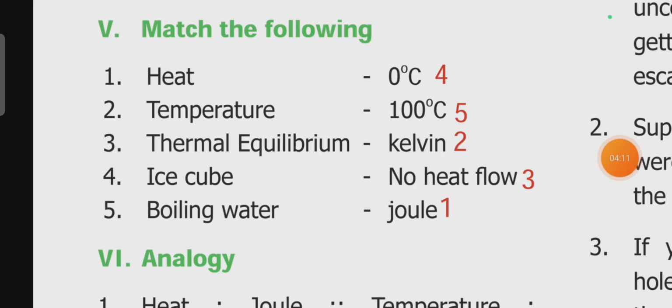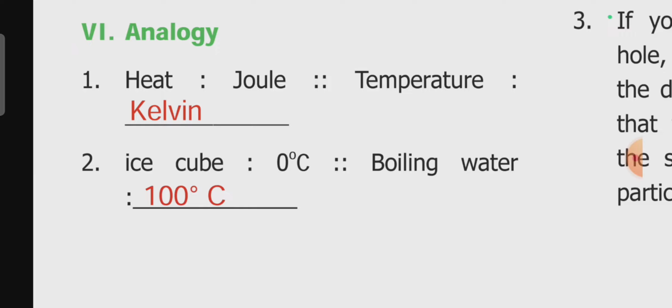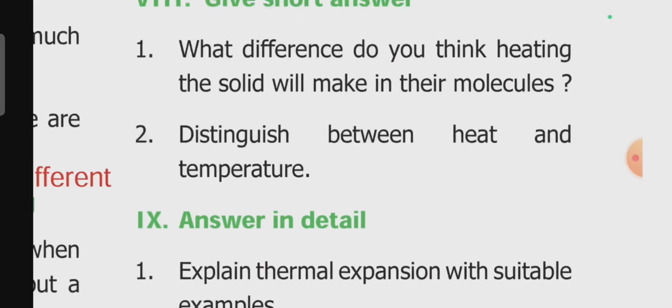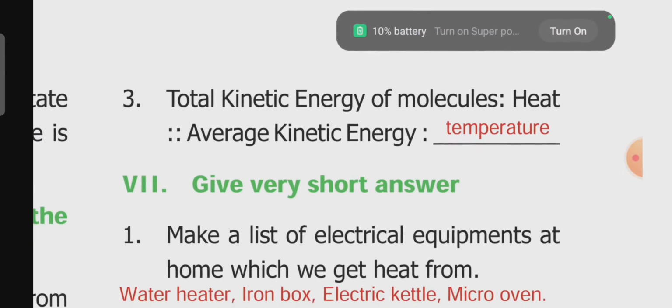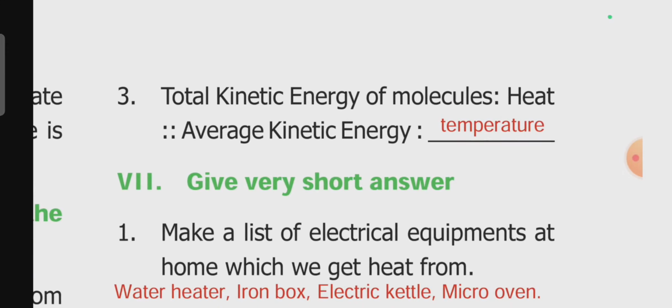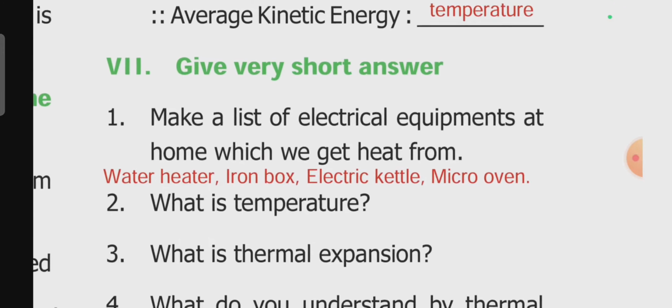Next, fifth Roman, match the following. Heat, joule. Temperature, Kelvin. Thermal equilibrium, no heat flow. Ice cube, 0 degrees Celsius. Boiling water, 100 degrees Celsius. Next, sixth Roman, analogy. First one, heat, joule. Temperature, Kelvin. Ice cube, 0 degrees Celsius. Boiling water, 100 degrees Celsius. Total kinetic energy of molecules, heat; average kinetic energy, temperature.